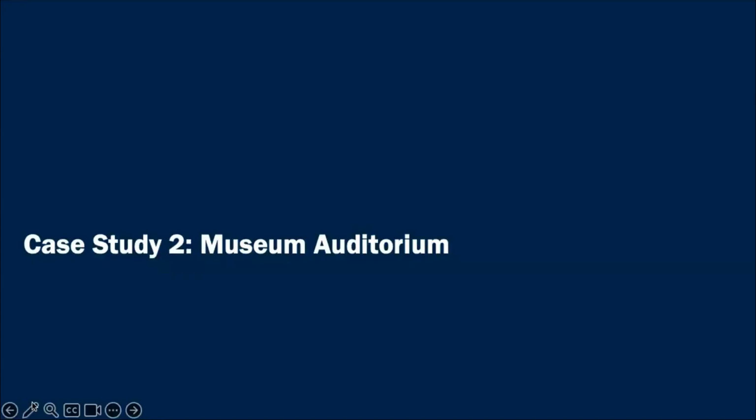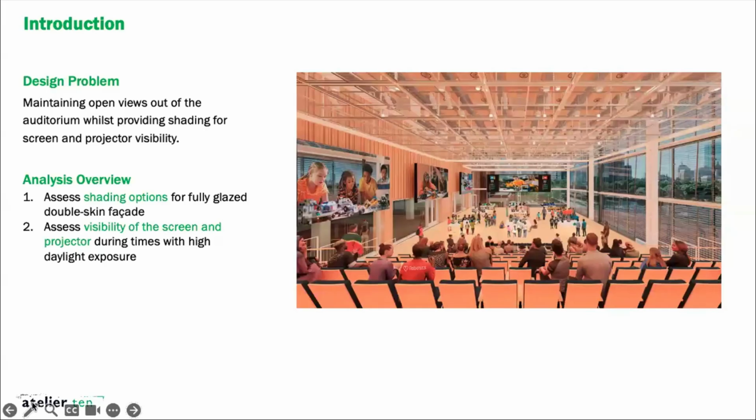Okay. So the second case study has a very different program. So this is a museum auditorium. Some of you may actually recognize the space. This project is now public, so I can name it by name. It's the Boston Museum of Science. It is right on the Charles River, and it has a big glazed facade that's facing, if I recall, both southeast and southwest.